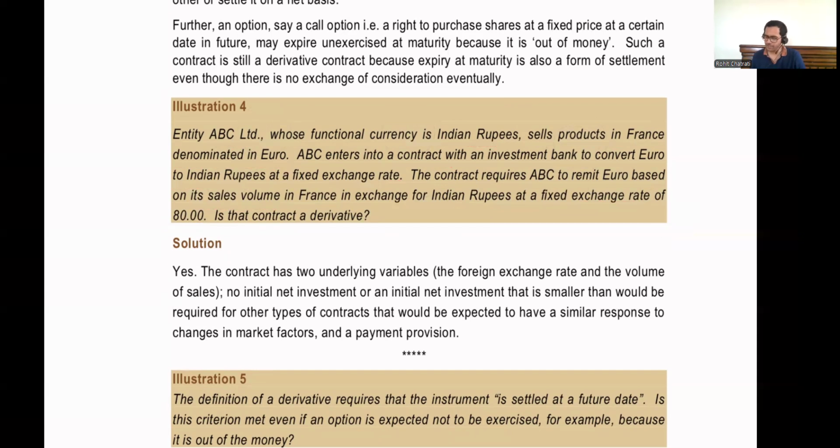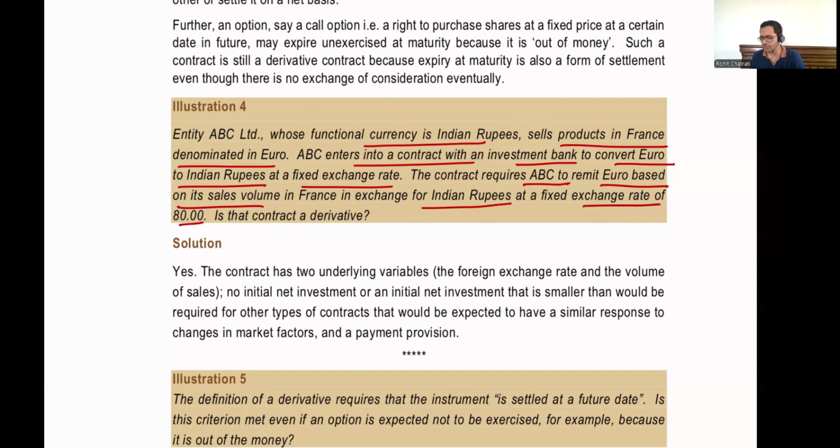Entity ABC Limited, whose functional currency is Indian rupees, sells products in France denominated in euros. ABC enters into a contract with an investment bank to convert euro to Indian rupees at a fixed exchange rate. The contract requires ABC to remit euro based on its sales volume in France in exchange for Indian rupees at a fixed exchange rate of 80. The question is: is this contract a derivative?